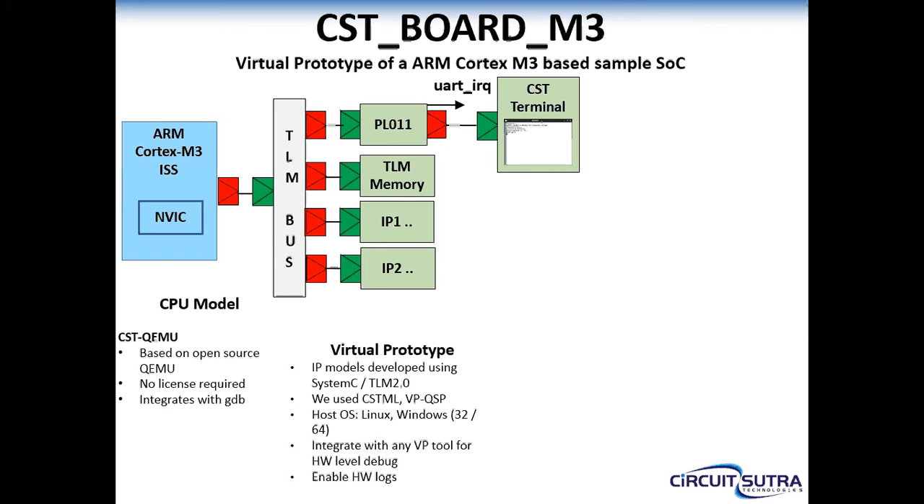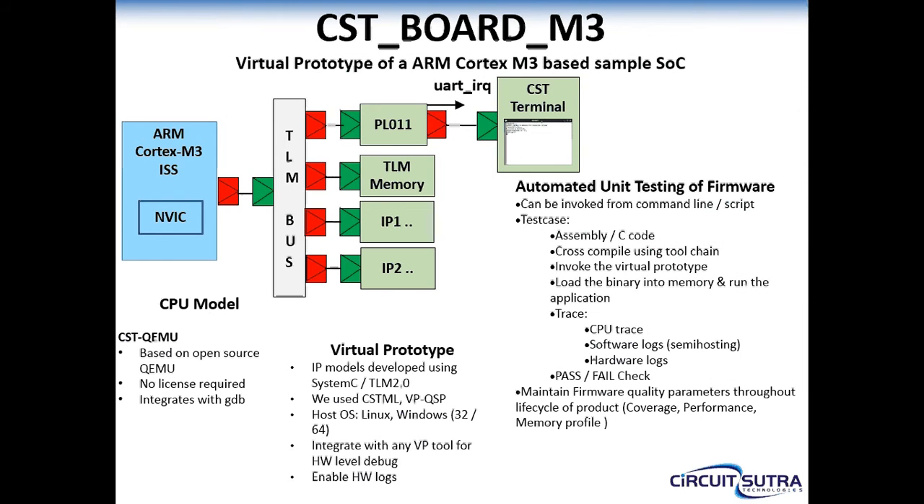Here, the VP is platform independent, that is, it can run on Windows, Linux, 32-bit and 64-bit machines. Also, as it is compliant with CSTML, the VP itself is tool agnostic, that is, it can be integrated with any other VP tool to leverage tool-specific features without the core model code being altered.